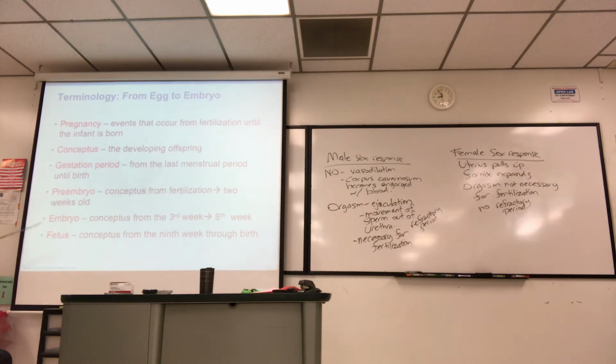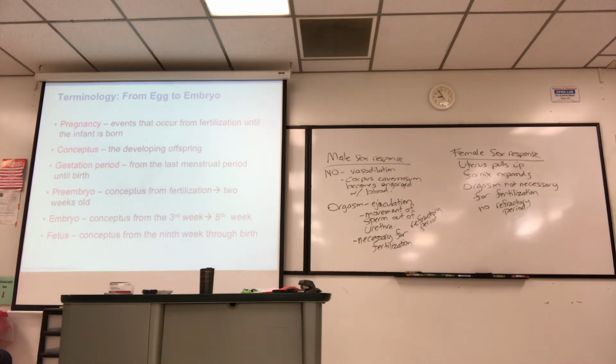The pre-embryo is the conceptus from fertilization to 2 weeks old. The embryo is 3 to 8 weeks. And we will spend most of our time in this chapter talking about pre-embryo and embryo phases. Fetal development, not so much, but a fetus is week 9 to birth. Again, we spend most of the time talking about fertilization up to 8 weeks.